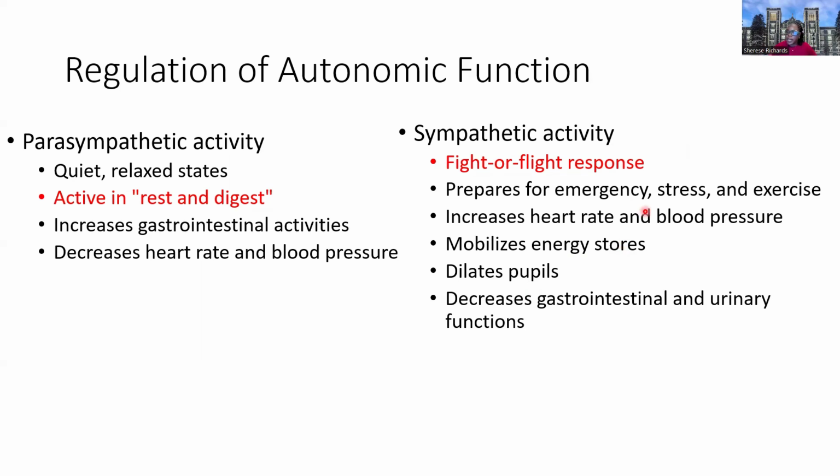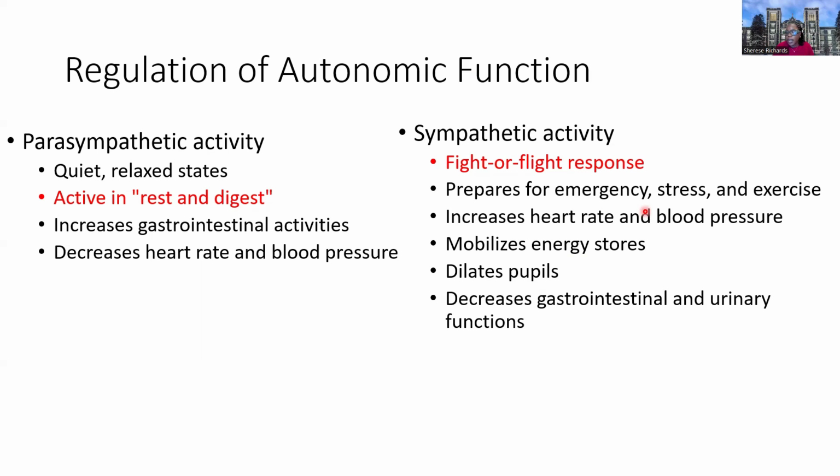If you are in the presence of a threat, let's say you see a bear, you need your pupils dilated to be able to take as much light in to perceive your immediate surroundings and detect any additional threats. So dilation of pupils is a sympathetic response, whereas pupil constriction is more parasympathetic. And then decreased gastrointestinal and urinary functions.